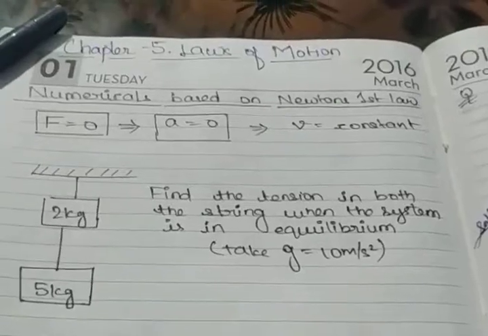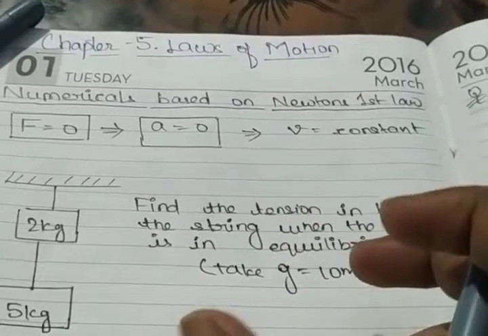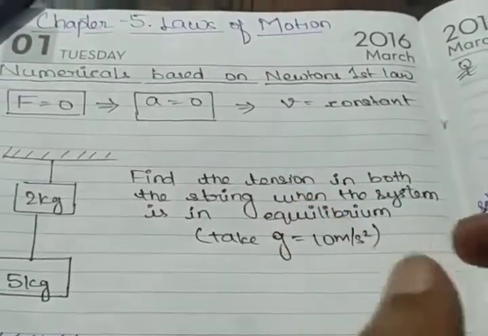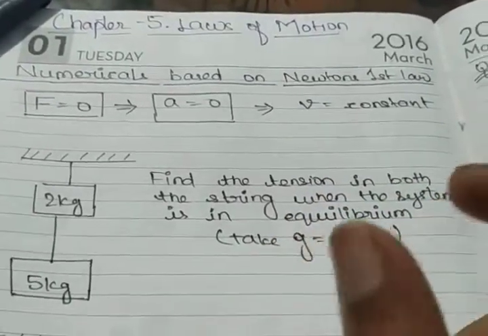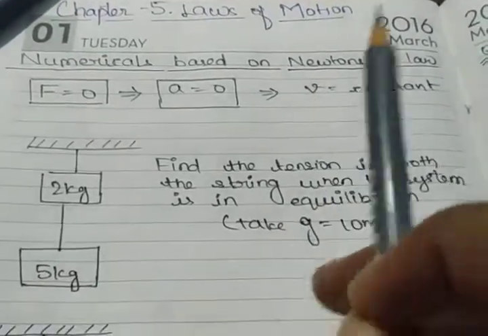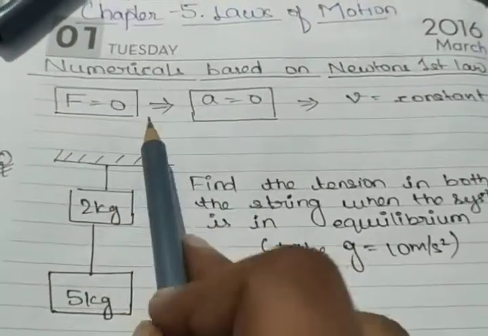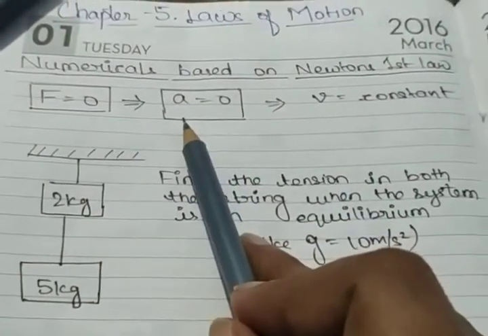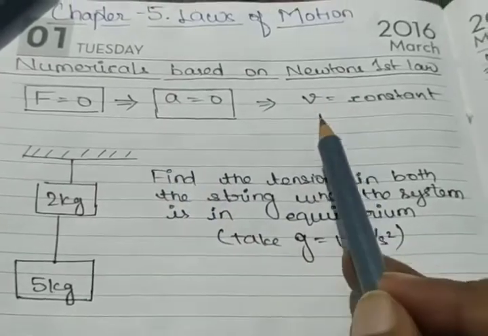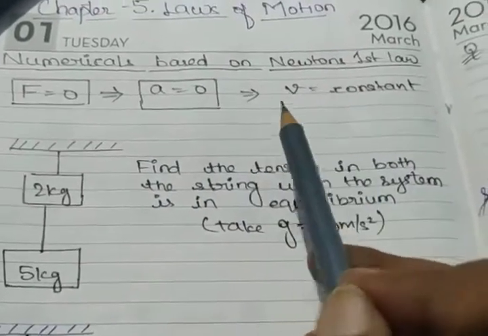Let us start with the numericals based on Newton's first law. According to the first law, if a body is at rest, it will remain at rest. If it is in motion, it remains in motion unless an external force is applied on it. If force is not applied, the force is zero. When force is zero, acceleration is zero. When acceleration is zero, velocity is constant. This is only the vice versa of Newton's first law.